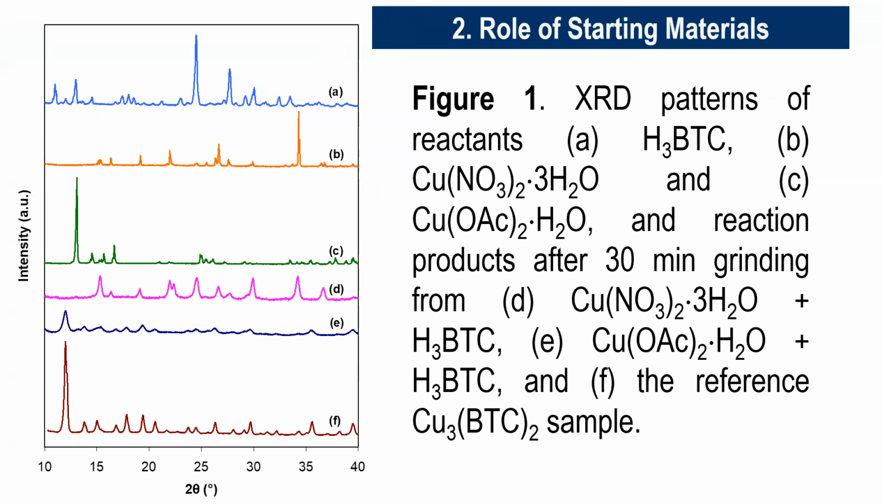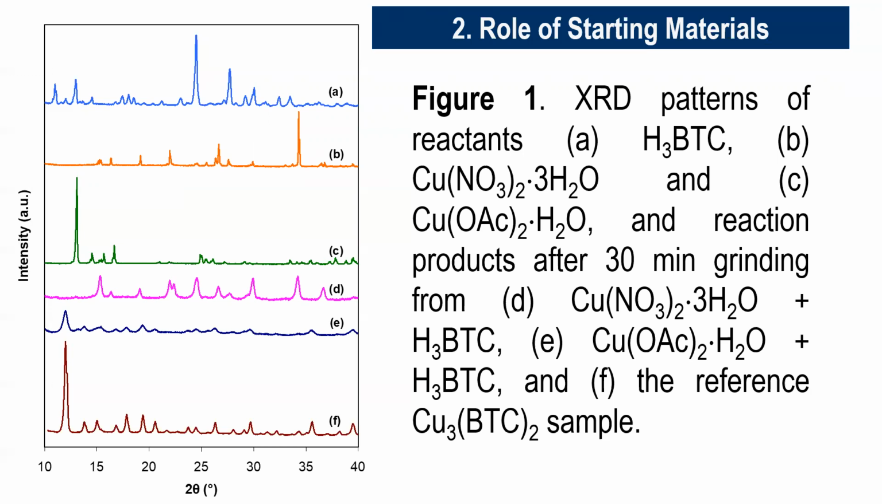First, we observed the role of starting materials. The starting materials that were used were trimesic acid, whose XRD is shown in A, copper nitrate trihydrate, which is shown in B, and copper acetate monohydrate, which is shown in C. After 30 minutes of grinding, the XRDs were then taken again.